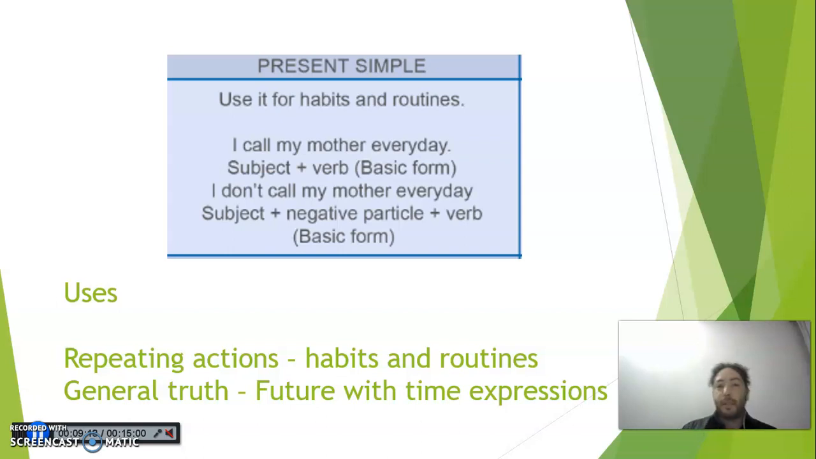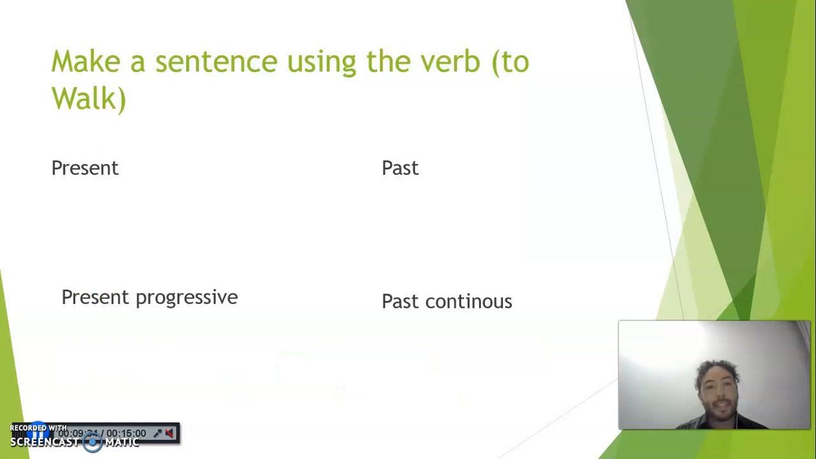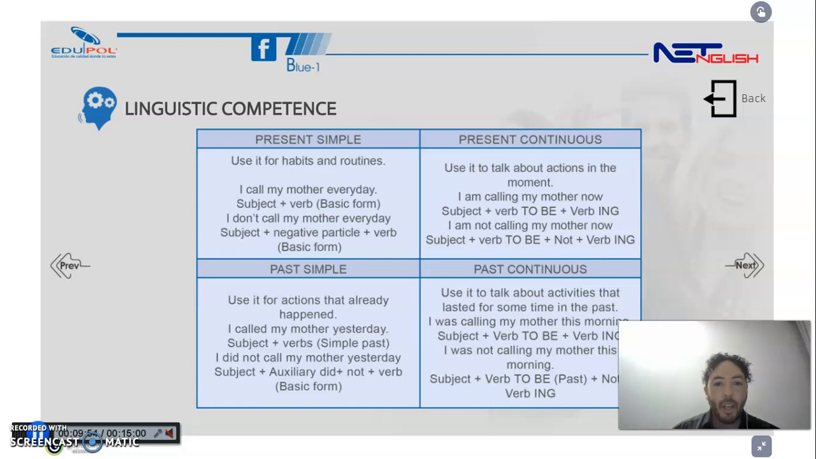After that, I'm going to explain the linguistic competence. In that case, the present simple. I explain that the present is used for habits, for routines, also repeated actions. Then we prepare another activity where they need to make a sentence using the verb to walk in present, in past, in present progressive, in past continuous. Obviously, our focus is present, past, and passive voice, but it is very important that they reinforce these topics. In this chart, we can work on the 4 tenses at the same time.